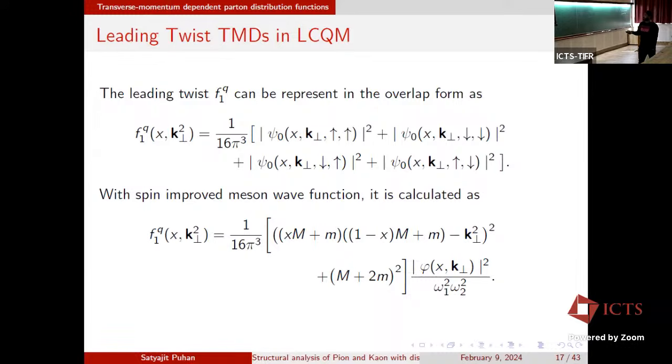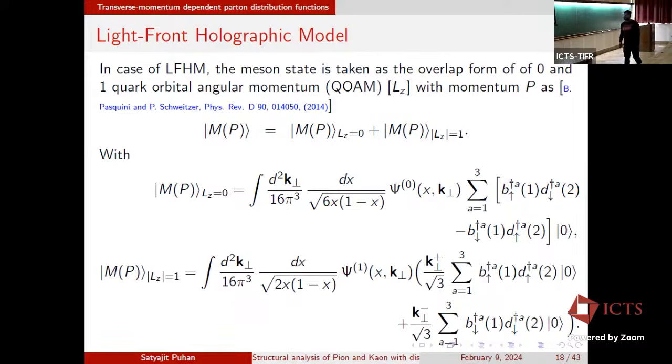And in the case of the light-front holographic model, we have used the Brodsky-de Teramond-Pasquini model, which is the combination of nz equal to 0 state and nz equal to 1 state of quark orbital angular momentum. For nz equal to 0 state, the bound state looks like this, and for nz equal to 1, the bound state looks like this.